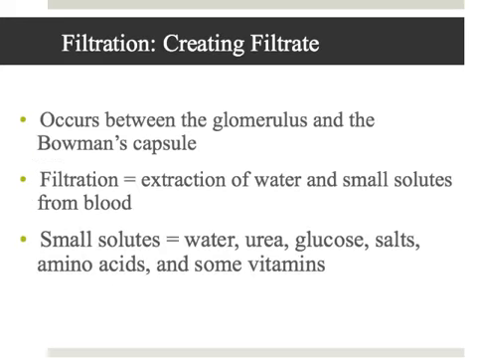Okay. So let's start with filtration. Remember, filtration is the first step of urine formation. So this is going to happen in the nephron. Actually, everything we talk about is going to happen in the nephron. And this is going to more specifically occur between the glomerulus and the Bowman's capsule. So remember yesterday, the glomerulus was that little ball of blood vessels that was associated with the nephron, and the Bowman's capsule was that little piece that went around the glomerulus.